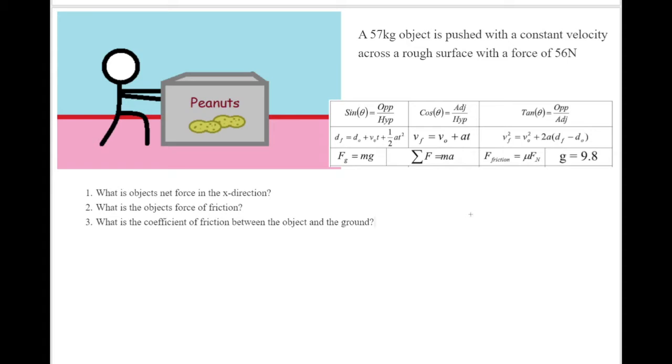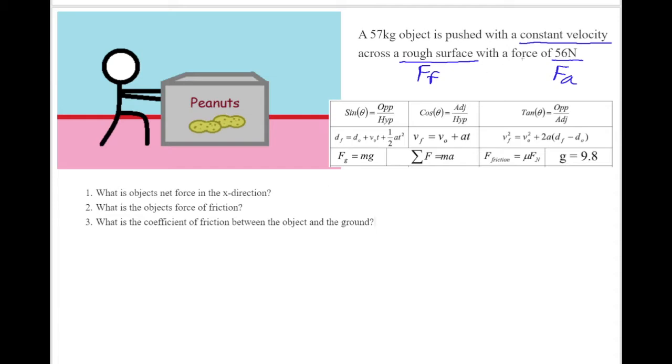All right, guys, so let's take a look at our next problem here. It says a 57 kilogram object is pushed with a constant velocity across a rough surface with a force of 56 newtons. So key word here is constant velocity. It's also important that it's a rough surface. That's telling us that there's some sort of force friction present in this problem. And we see that it's being pushed with a force of 56 newtons, talking about an applied force here.